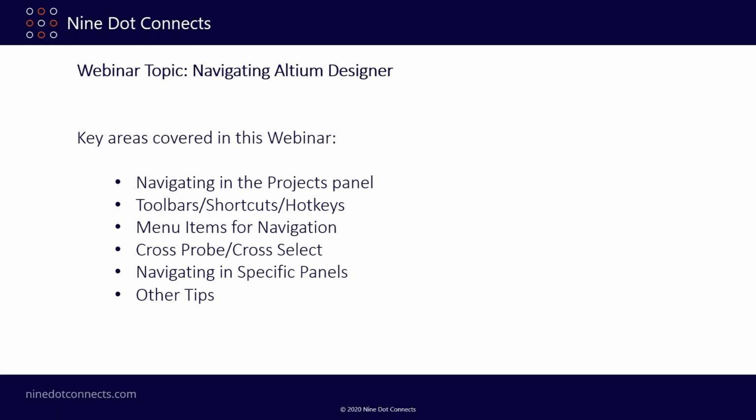So we're going to talk about navigating the projects panel. It's going to be a really small area that we're going to talk about, but then we'll talk about toolbars, shortcuts, and hotkeys, some of the menu items for navigation. Cross probe and cross select is going to be a very important part of this. And then we're going to look at some specific panels that are very good for navigation as well. And then I'll have some other little tips for you too.